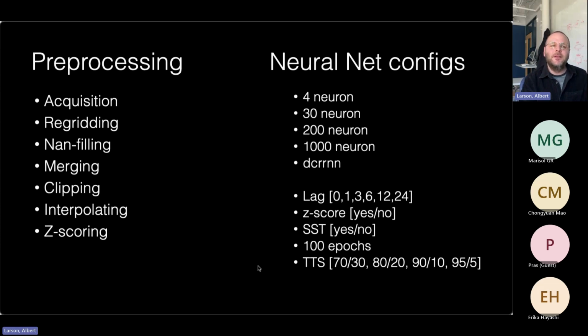The neural net configs, like I said, it's just 4 up to 1,000 neurons in a single layer, and then what I call DISCERN, which is a deep convolutional residual regressive neural network. It's based on some research that came out of Microsoft, a guy named Kaiming He. There's a great paper that you could easily find if you looked that guy up, or if you check out one of my papers, I think I might have referenced it in maybe all of them.